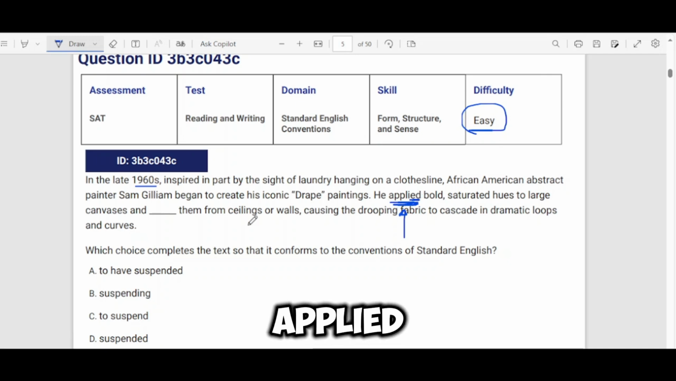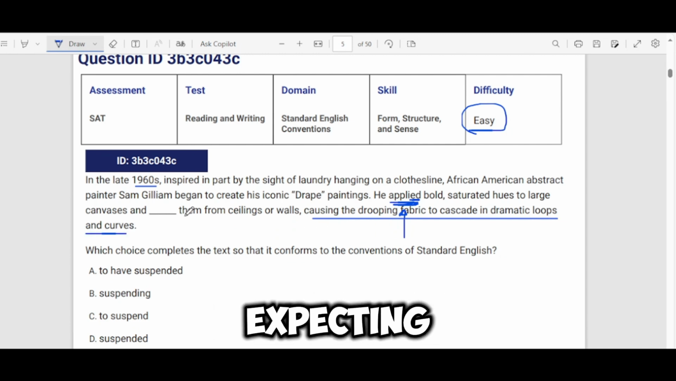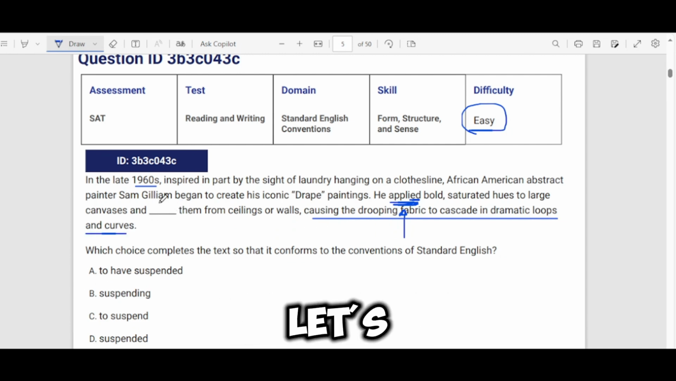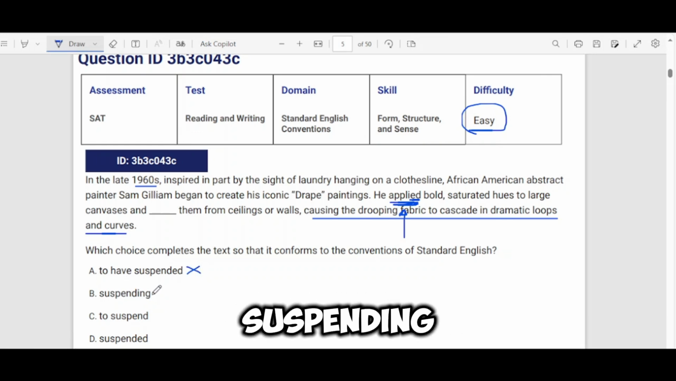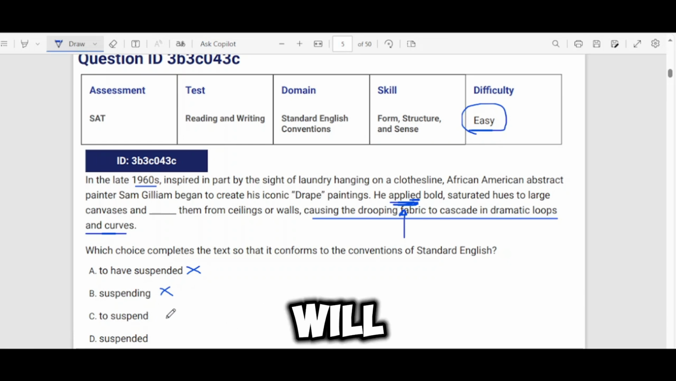Alright, he applied. Now, what are we going to expect in our blank? We're going to expect a past tense word. He applied bold saturated hues to large canvases and dashed them from ceilings or walls. We don't even have to read this all. We are just expecting a past tense word here. All right, so let's go through the answer choices. To have suspended, no, this is wrong. Suspending, no. Is he suspending? No, he is not. To suspend, will he suspend? No, this is also wrong. Suspended, this is in past tense. This is our correct answer.